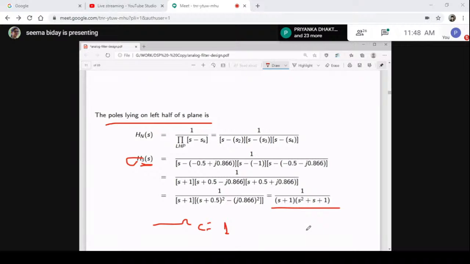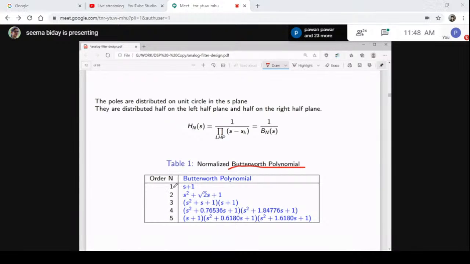This is how we can determine H of S for a normalized filter. You can write down this. These are the standard ones. HN of S, N is the order, it is 1 divided by BN of S. Or you are doing this by multiplying S minus SK, the poles. Right? And what is BN of S? Yes, it is a Butterworth polynomial.